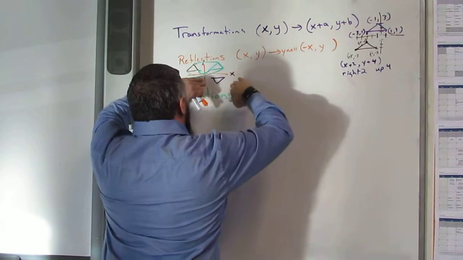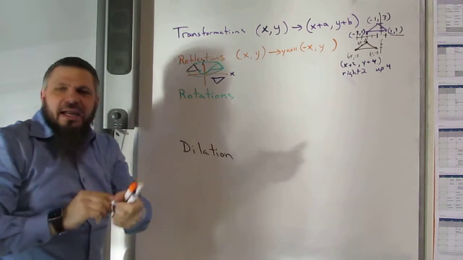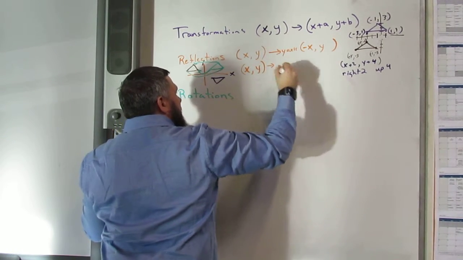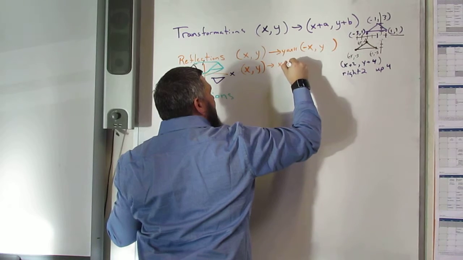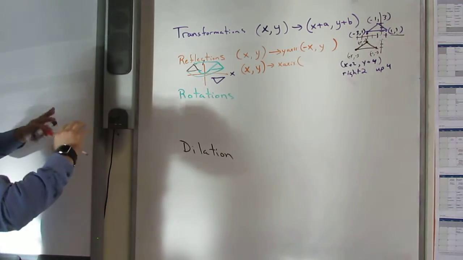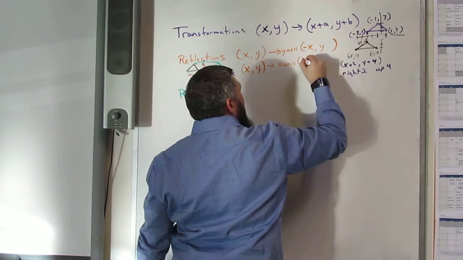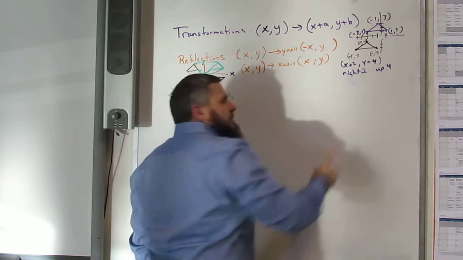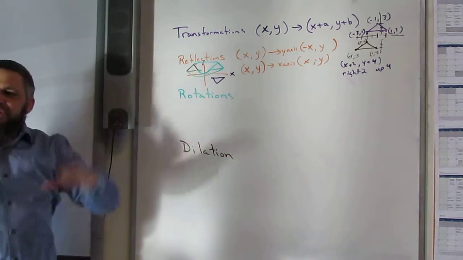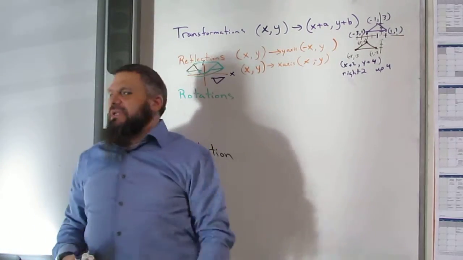Now, if I want to reflect in this direction, I still start with an x and a y, but I want to go against the x-axis, which means, what do you think is going to change? The y. Very good. The only thing that changes here is that the y becomes negative. So, reflections are pretty easy. Either the x becomes negative or the y becomes negative. That's it.